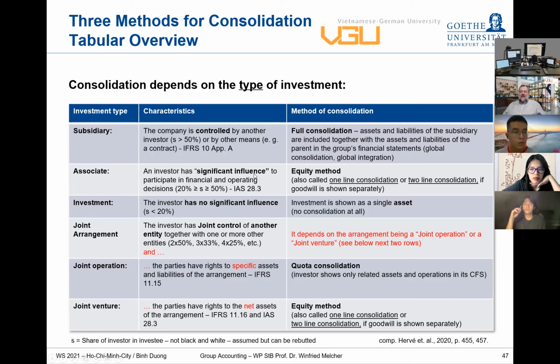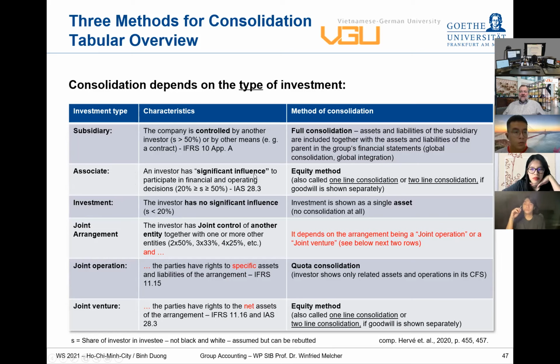And then there is the joint arrangement. So it depends on what they are. Is it a joint venture or a joint operation? So I think I have to change that one. It should read joint venture or joint operation. So it depends on which one. Either you take the equity method or the quota consolidation.